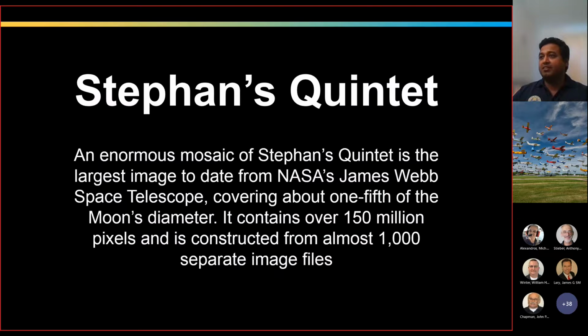And then the third one is the Stephens Quintet. This is an enormous mosaic, the largest image taken thus far by the James Webb Telescope. It covers one fifth of the moon's diameter. It contains over 150 million pixels, and it's constructed by stitching almost 1,000 separate image files.